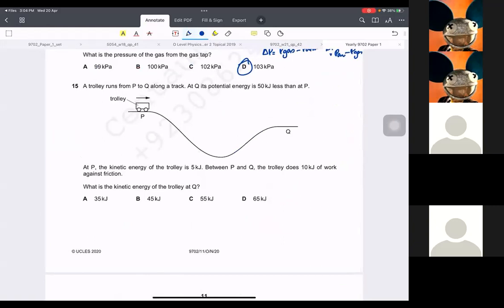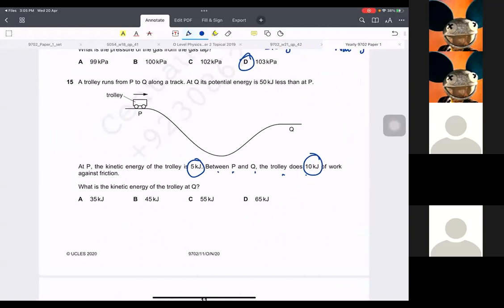Okay, now at P, the kinetic energy of the trolley is 5 kilojoules. Between P and Q, the trolley does 10 kilojoules of work. What is the kinetic energy of the trolley at Q? This is quite, okay, sorry. The trolley runs from P to Q along a track. At Q, its potential energy is 50 kilojoules less than at P.